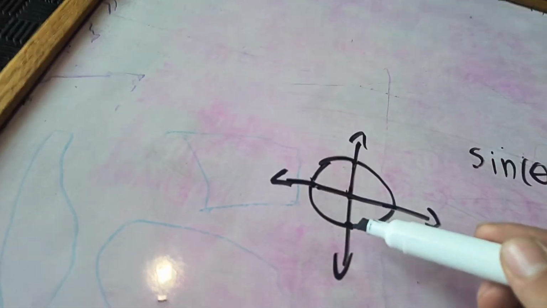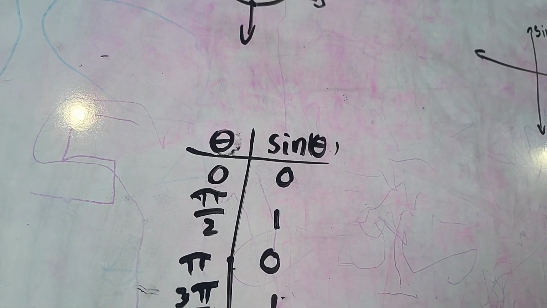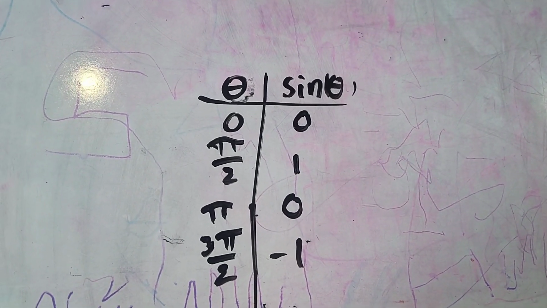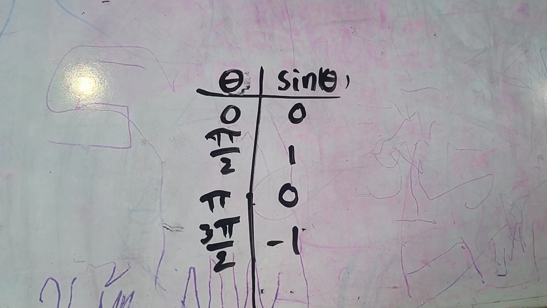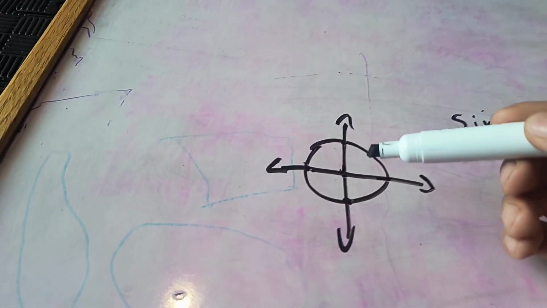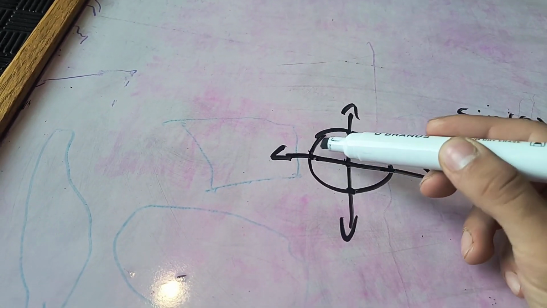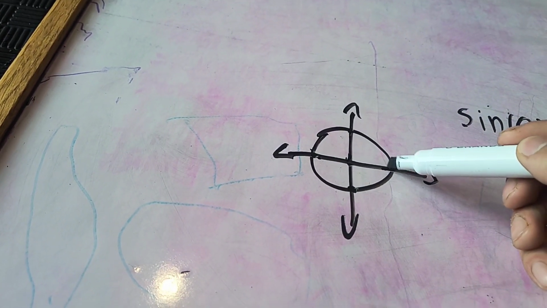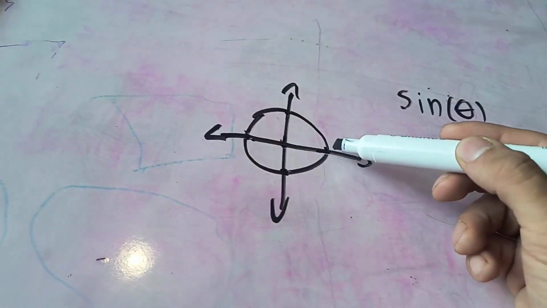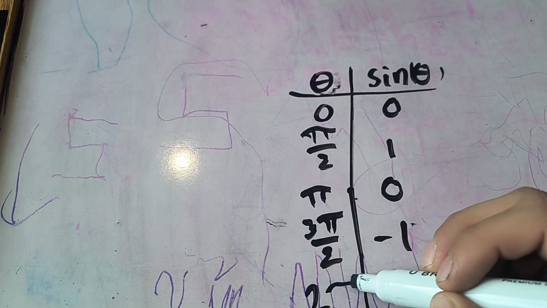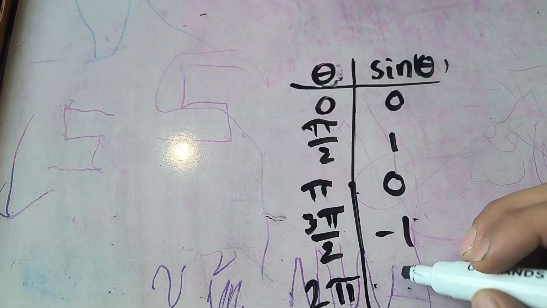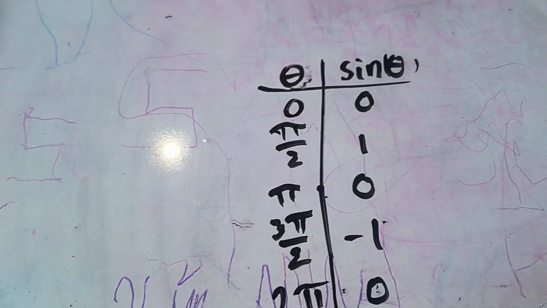Okay, now what about 2 pi over 2? Well, not 2 pi over 2, that's just half. 4 pi over 2, which is just 2 pi, which is from here to here to here to here. So it's 360 degrees, which is again 0. So sine of 2 pi is 0.